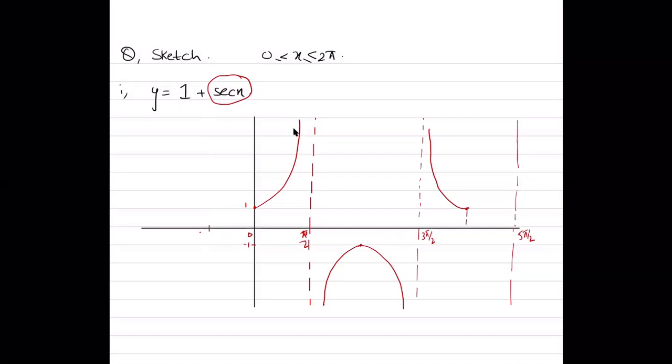This is going to be 2 pi. Okay. Now, this is the graph of secant theta. Now, I want it to shift 1 unit up. So, what I'm going to do is translate this graph 1 unit up. So, it is going to start from 2, go up like this.